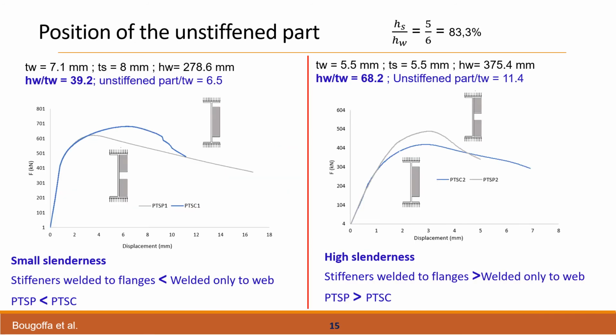In our first observation, the stiffeners welded to the flange gave a resistance lower than that of those welded only to the web. This one was lower than this one. But when we changed the configuration and the geometries, and considered elements with higher slenderness, the observation changed. That means the resistance of this specimen was higher than that of this one.